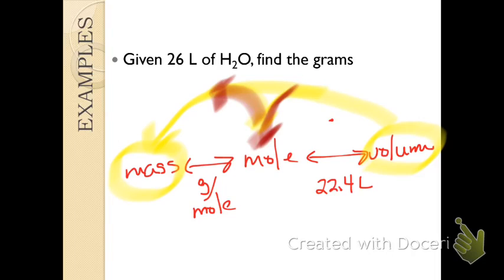I'm going to have to divide this by 22.4. And to go from moles to mass, I can multiply by the molar mass. So I'm going to take my 26 liters, divide that by 22.4 liters, and then take that information and multiply it by the molar mass of water to get the grams of water. If you need to write this down so you can see the path that we're going to take, go ahead and do so. Otherwise, you ready? Let's go.